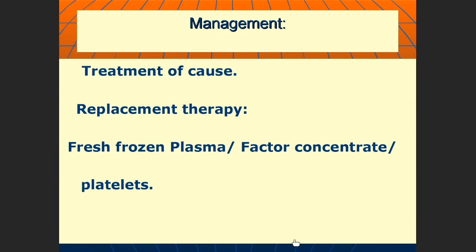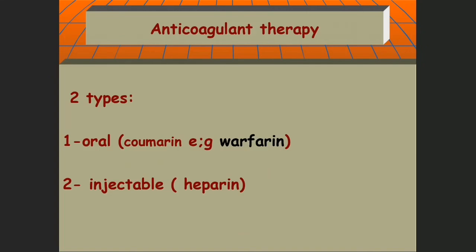The last part of the hemostatic disorders is the anticoagulant therapy. Anticoagulant therapy, الأدوية المضادة للتجلط. We have two types of anticoagulant drugs. One given orally, such as a coumarin group. Example of the coumarin group of anticoagulant is the warfarin. This is an oral anticoagulant, warfarin. It is given in the form of tablets. The second type of anticoagulant is injectable, and it is heparin.